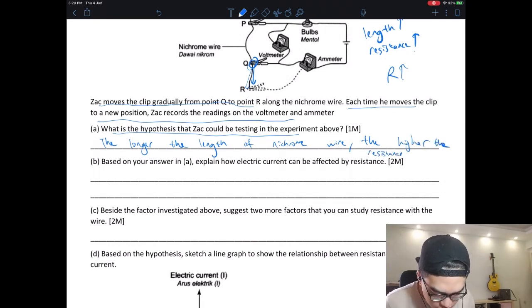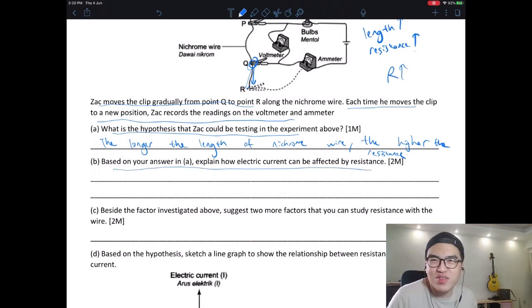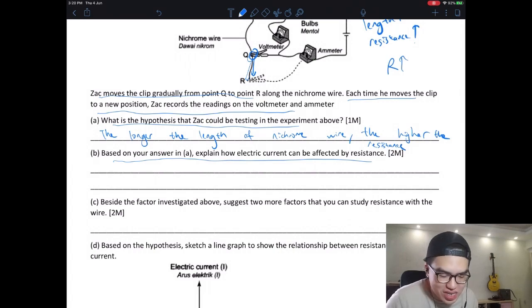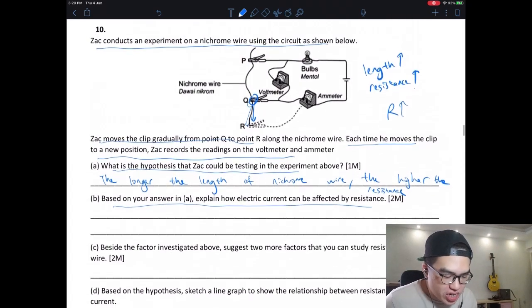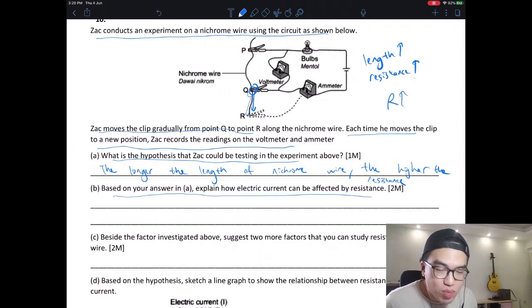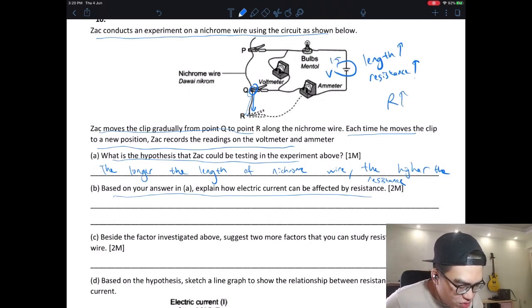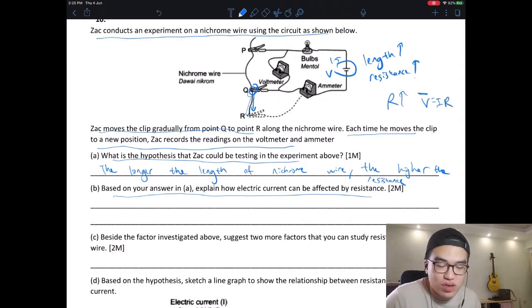Based on your answer in A, explain how electric current can be affected by resistance. They already give you the tip for A, you should write about resistance. So what doesn't change here? V doesn't change here. Can you see? I'm only using one battery. If it is 1.5, it's 1.5. So use the formula V equals IR. My V doesn't change because V is constant.